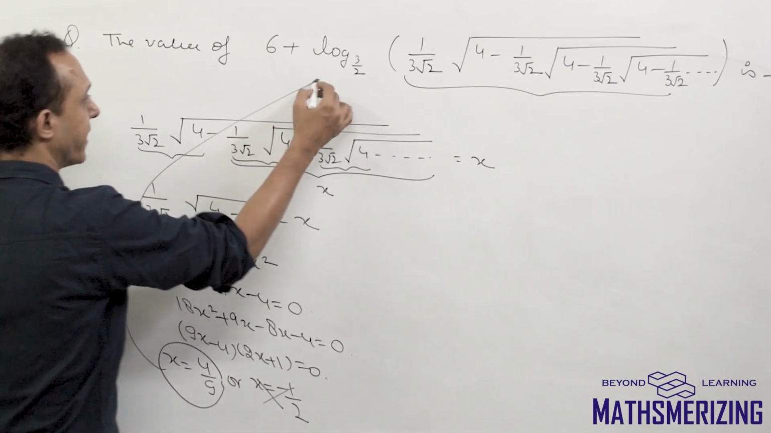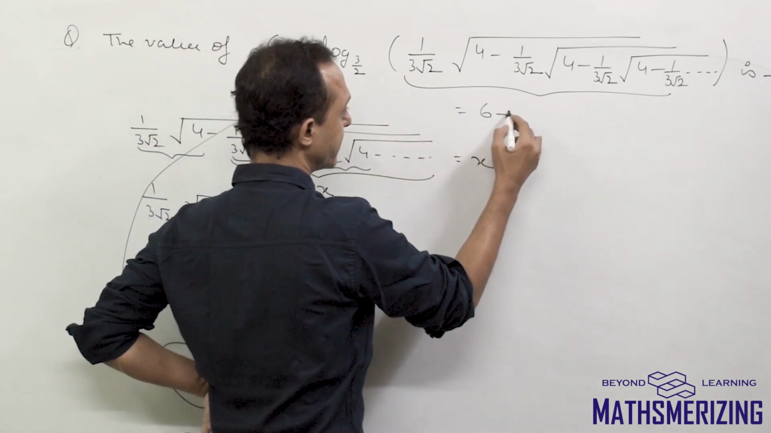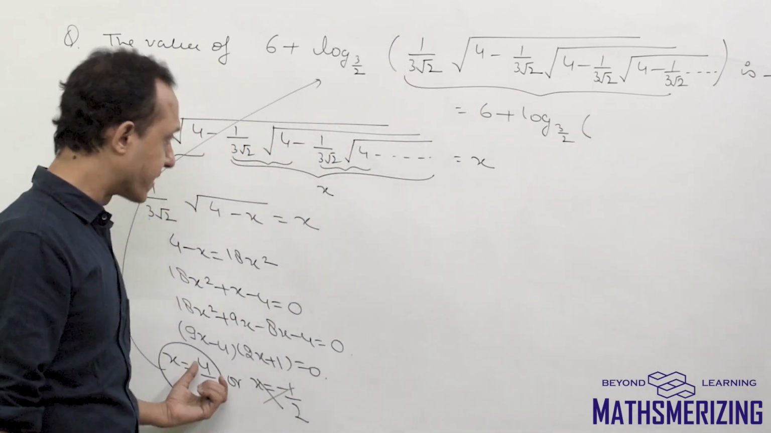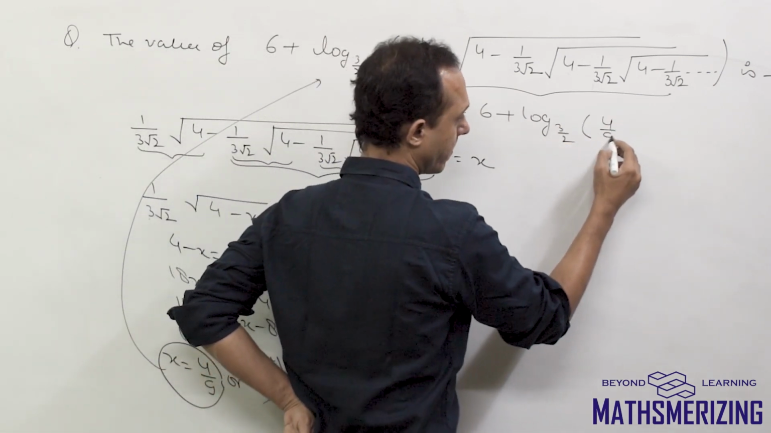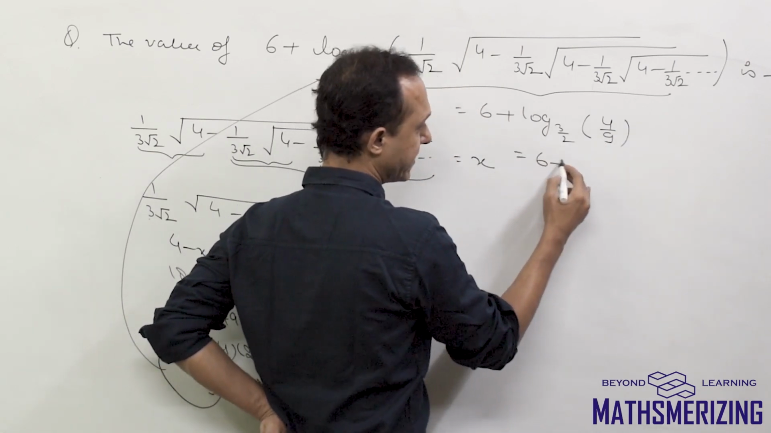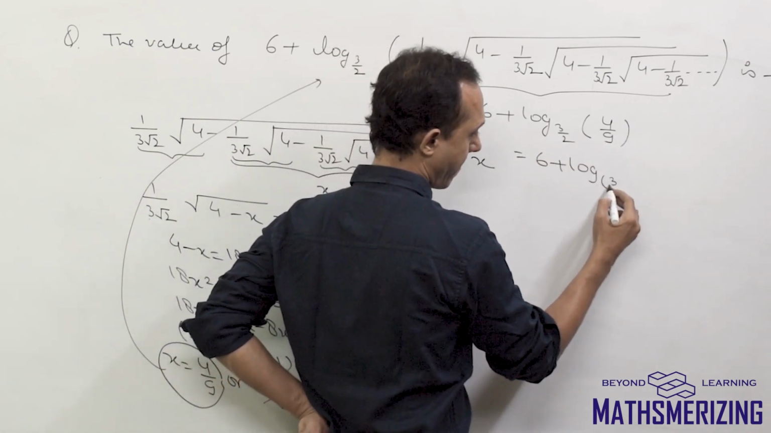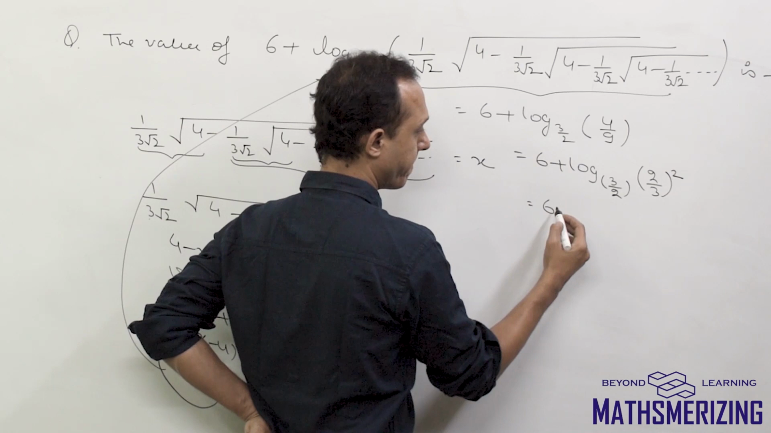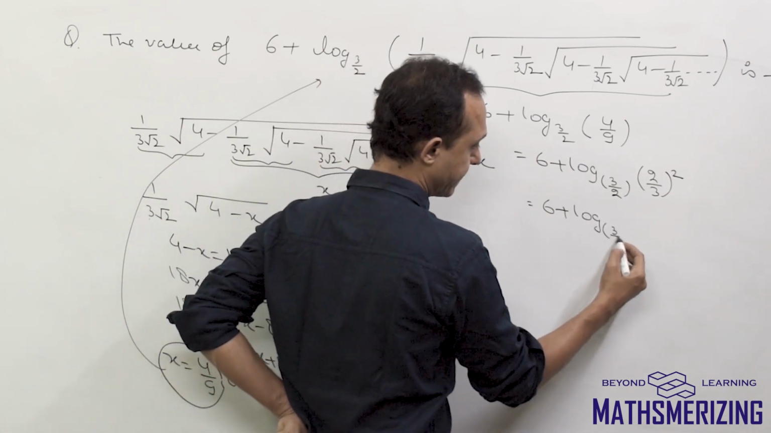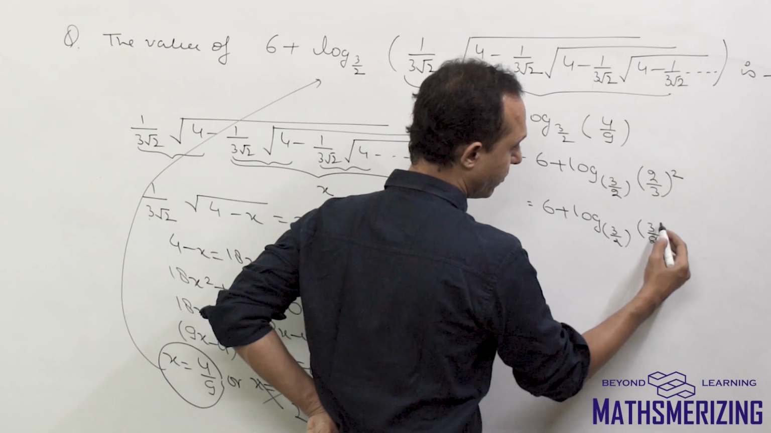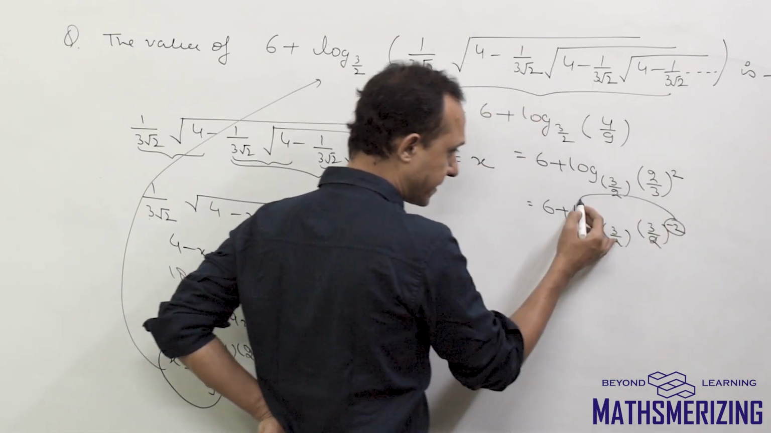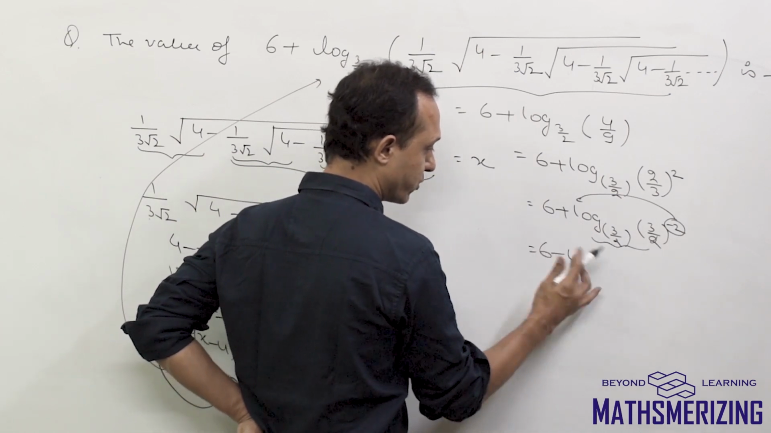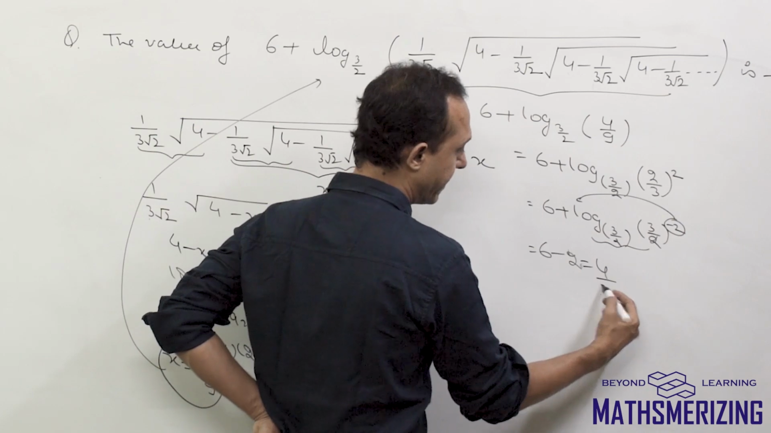So now I'll substitute this value of x. So my expression reduces to 6 plus log base 3 by 2, and the value of x is 4 by 9. Now I can write this 4 by 9 as 2 by 3 square, or I can write it as log 3 by 2 to the power minus 2. Now the property says I can take this minus 2 out, and log a base a will be 1. So I can write 6 minus 2, and the answer will be plus 4.